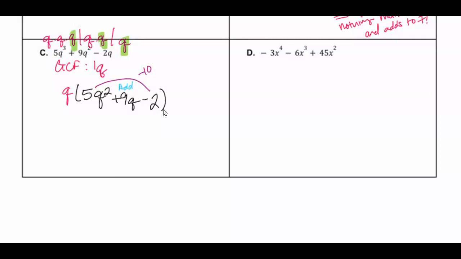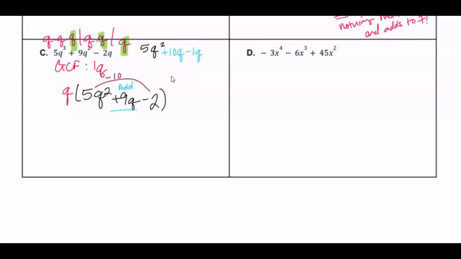So I'm going to factor it here on the side. So I'm going to rewrite my problem, starting at the 5q squared, and I'm going to separate my 9q into a 10q minus 1q. Because 10q minus 1q is 9q, and 10q, or 10 times 1, is 10, which is what we needed here. Or 10 times negative 1 is negative 10.